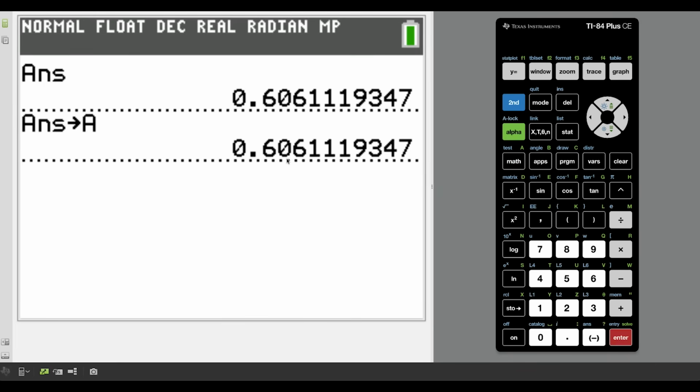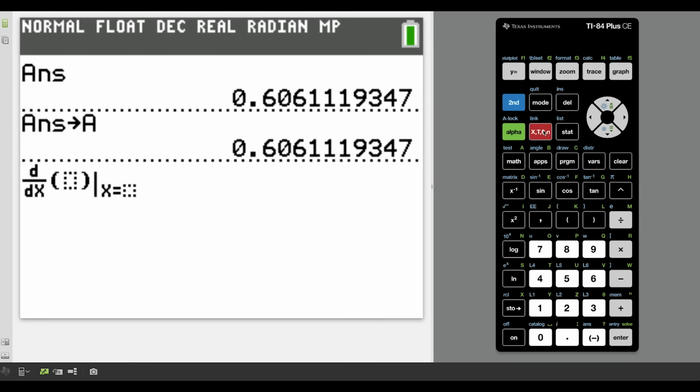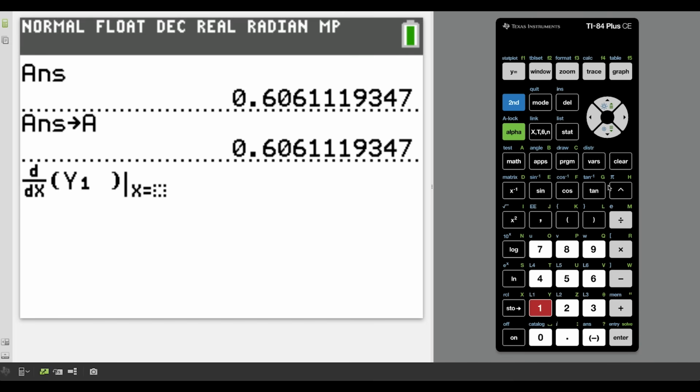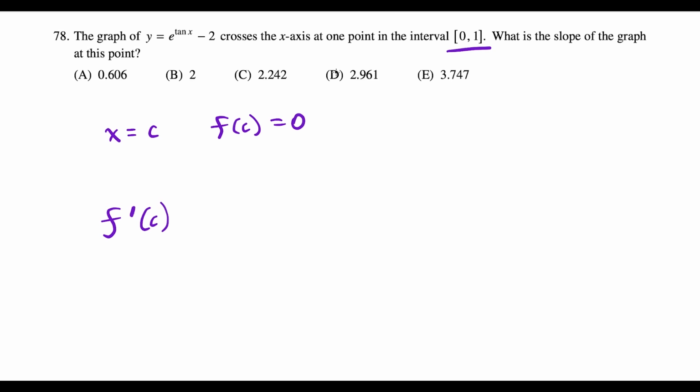derivative of our function at this value of x. So we could press Math 8 to take a derivative with respect to x. If we don't feel like retyping the whole function in, we could press vars, go to the right, go to function y1, and it's going to retype the function that we already have typed in y1. And now just press alpha math to put the letter A in, which we stored our solution 0.606 in there. So now we just plug this into our derivative, and our slope is going to be 2.961. So 78 is going to correspond with choice D.